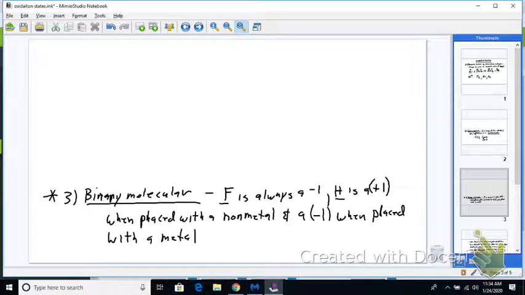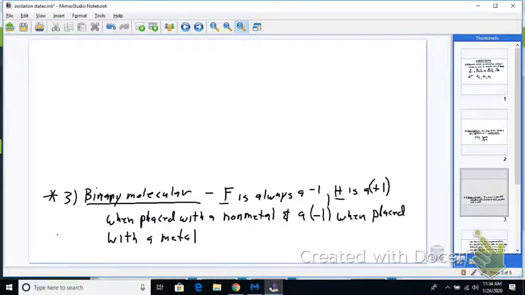Binary. That's okay. But you guys know what binary molecular would be. So, fluorine's always a -1. H is kind of different. Hey, if it's with the nonmetals, it's +1. But when it's with metals, it's a -1. So do you want to just write H as a +1?